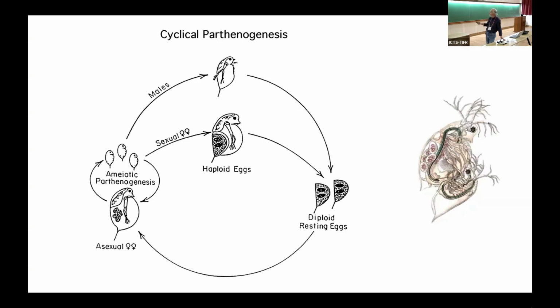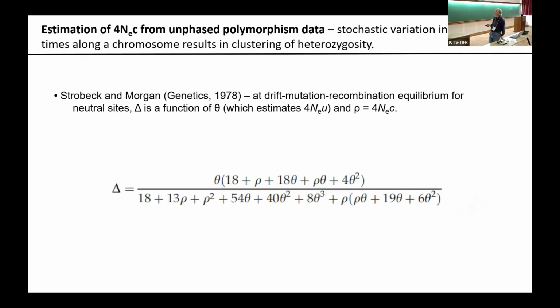They're what are called cyclical parthenogens. They reproduce asexually, then the pond starts to dry up, boom, they all go sexual. Those are boys, those are girls. They make resting eggs and they hatch out the next year. I'm going to skip over this.